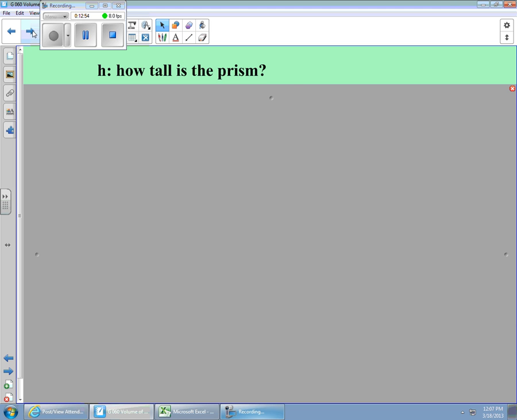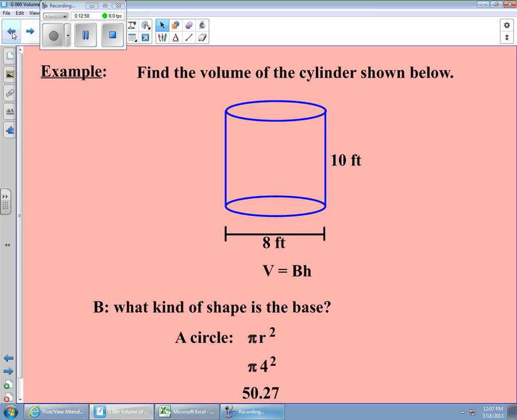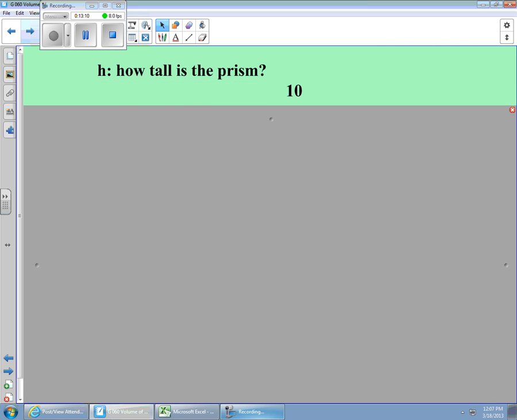Now the height of the prism. Once again, on height, we're not necessarily asking how tall is it, we're asking how far the bases are apart from each other. In this case, the bases are on the top and the bottom, so they are 10 units apart, 10 feet apart from each other. So there you go, an easy 10 on that one.